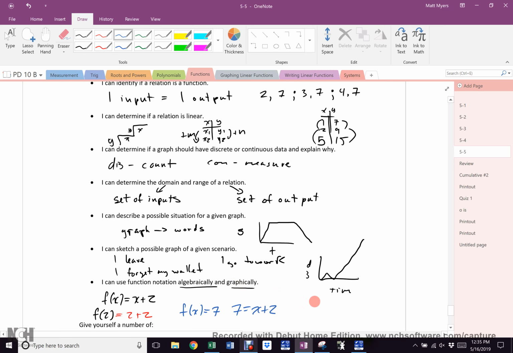If it's on a graph and I have f(2), is that an x or a y value? X value. f(x) equals 7. Is that an x or a y value? Y value. So on a graph, I would go to x equals 2 and find the y. And on this one, I would go to y equals 7 and find x.